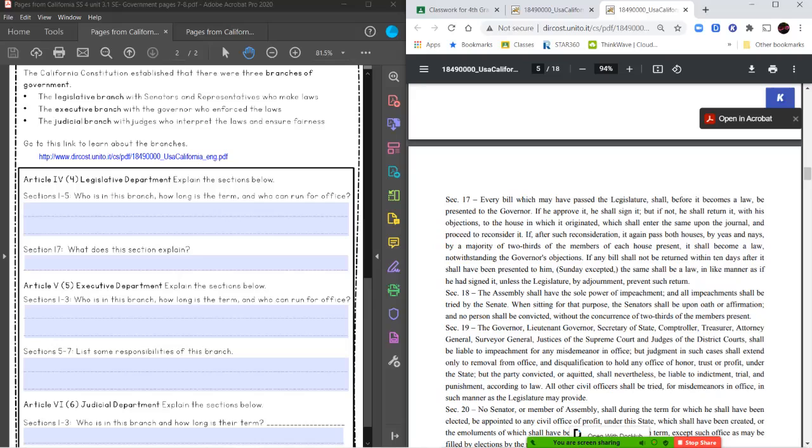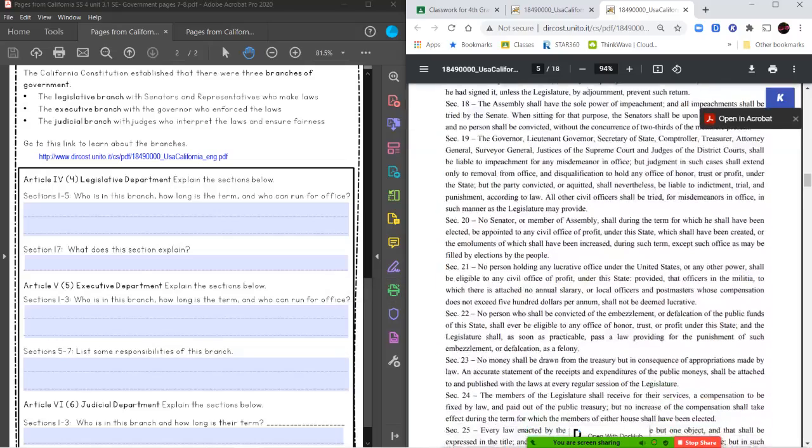So that's going to be section 17, basically: either a bill will become a law because it is approved by the governor, or it will become a law because it is voted in favor by a 2/3 majority by the houses.